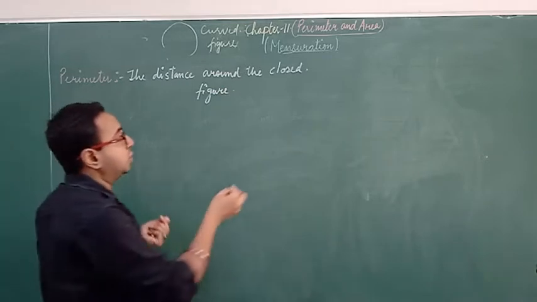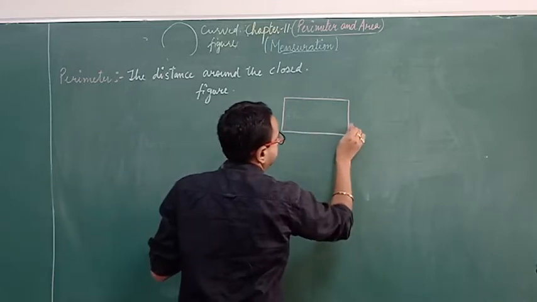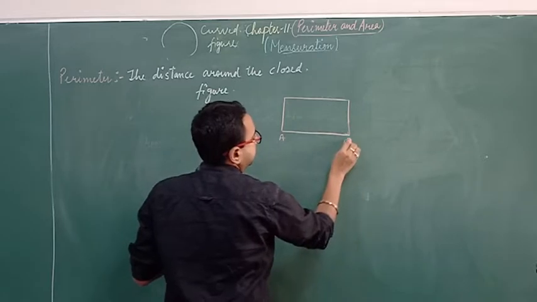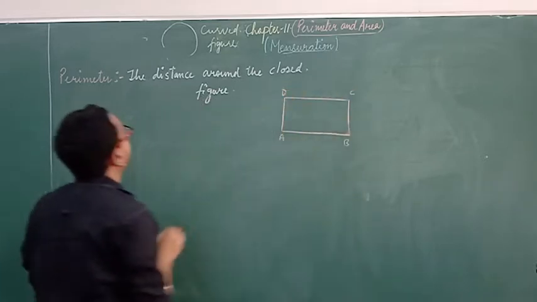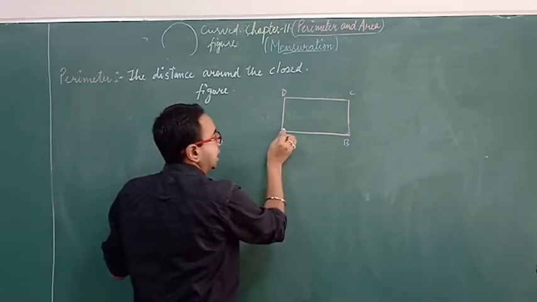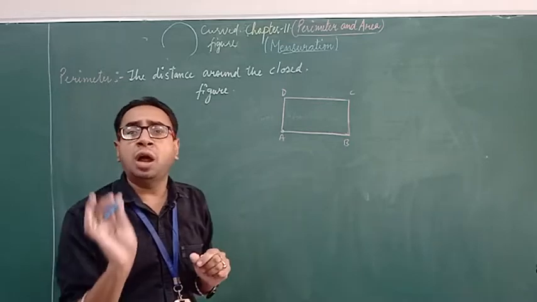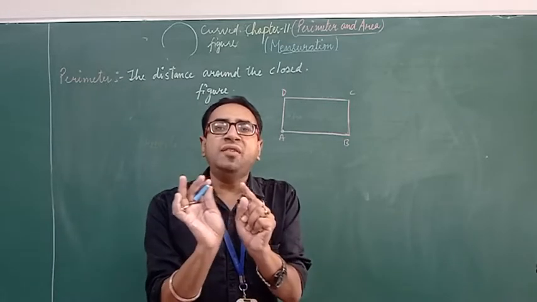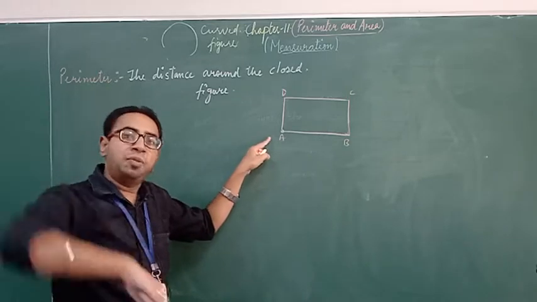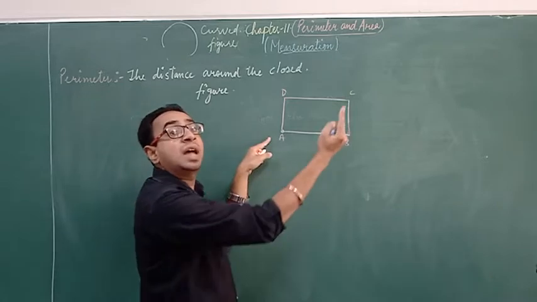Let's see. Closed figure. Simple figure. Closed figure. Rectilinear figure. Parameter. Distance around the closed figure. For example, I am having point A. I'll tell you the basic rule how to find the parameter. Whatever the figure is given, select one point. For example, I selected A. Climb on that point. Now start walking around the boundary of that given figure.